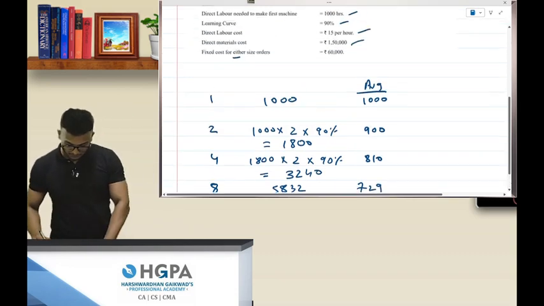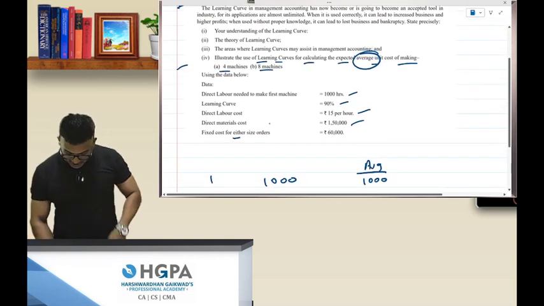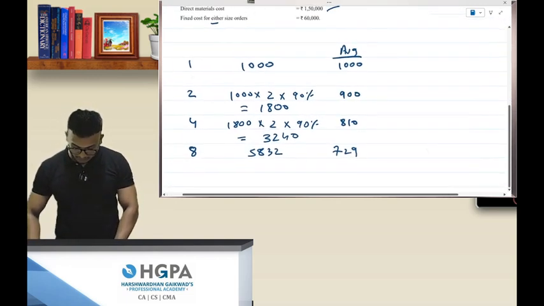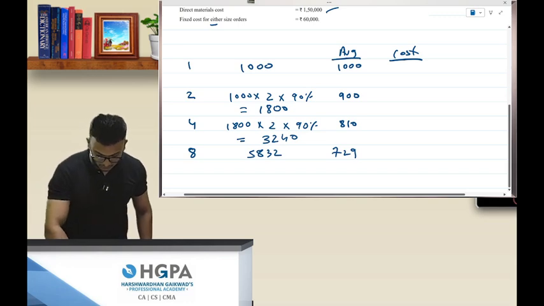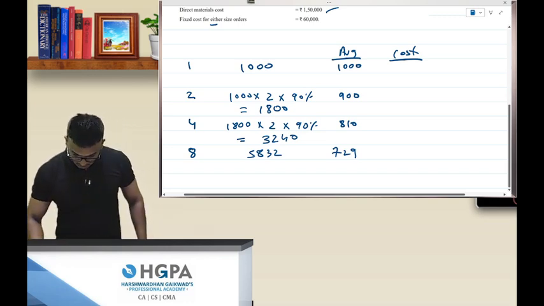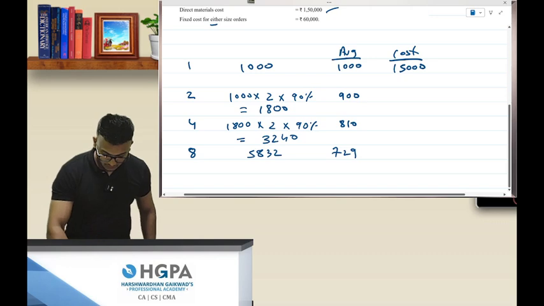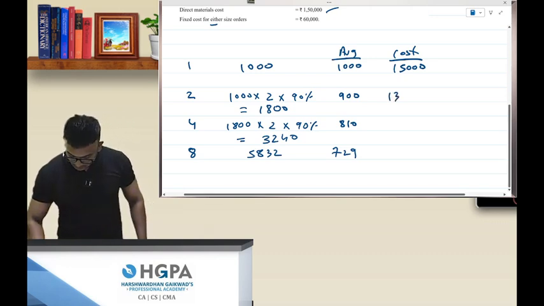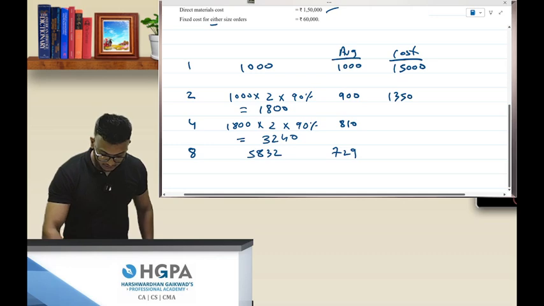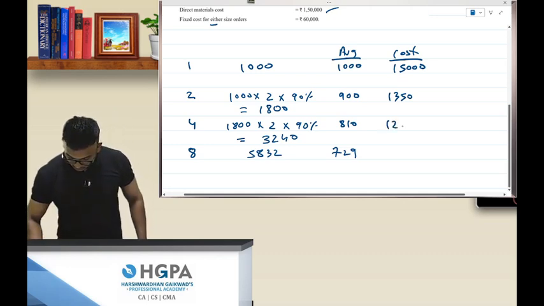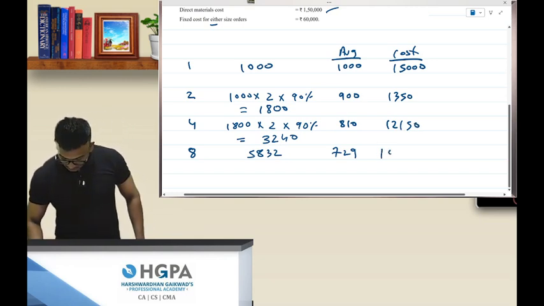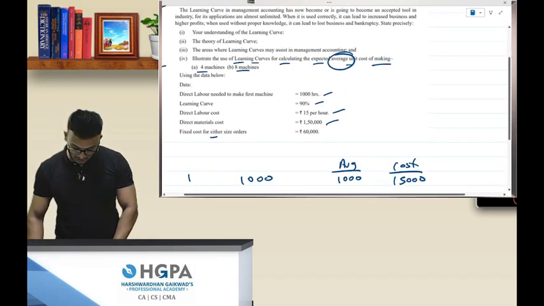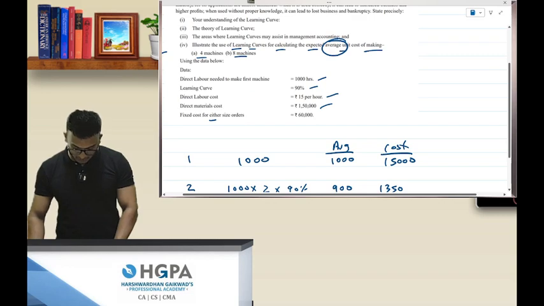Now what you have to do? So cost is also there. Direct labor cost is 15 per hour. That's your cost. How much will it be? This will be 15,000, 13,500 for 810 into 15, 12,150, and 729 into 15 will be 10,935. Now they have asked us direct materials cost.